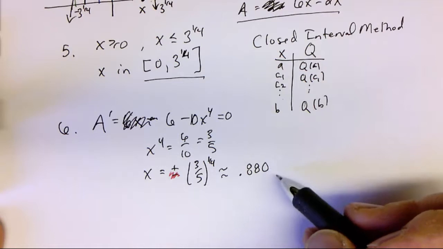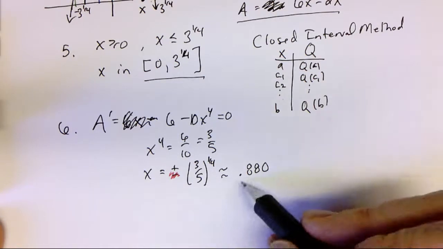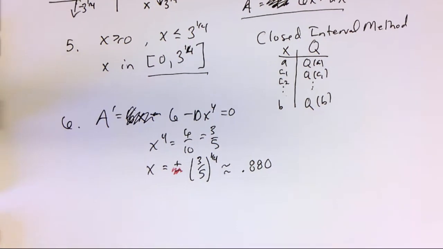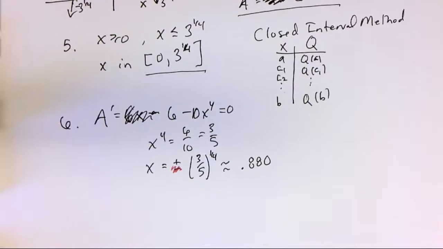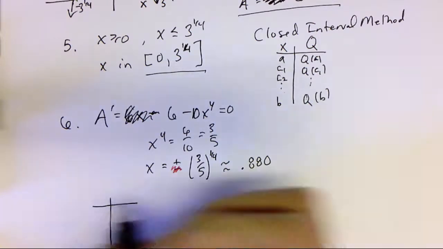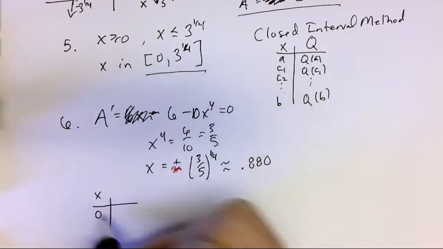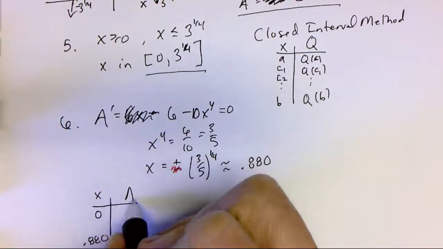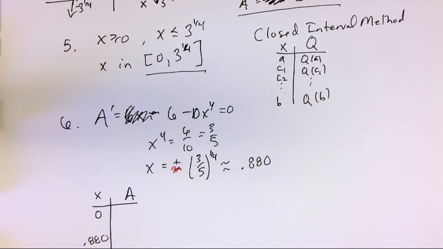Now, don't stop there. All I know is that I have a critical number at 0.880. I don't know if that critical number is a max or a min or neither. So somehow I have to make sure that I've answered the question, but I also have to justify that I've actually found the absolute maximum area. So to do that, we're going to use the closed interval method. I'm going to check at the ends of my interval. And I need to compute the original function at each point.